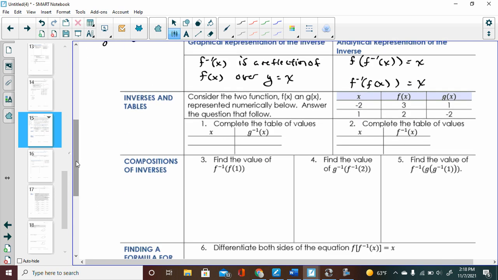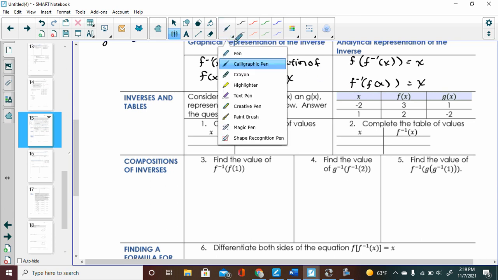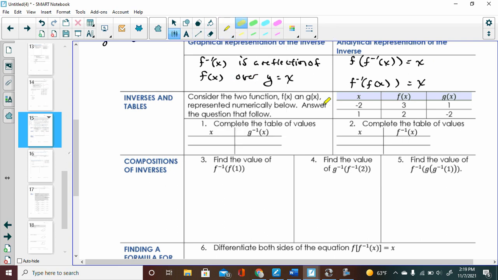So inverses and tables. This is considered the two functions, f of x and g of x, right? So I know x has become y. I'm going to highlight because it makes my life easier. Answer the following questions. So I need all the y values of g. So that's going to be those x values there. That means the corresponding domain would become the y values of g. So I have 1, -2, I have -2, and 1.